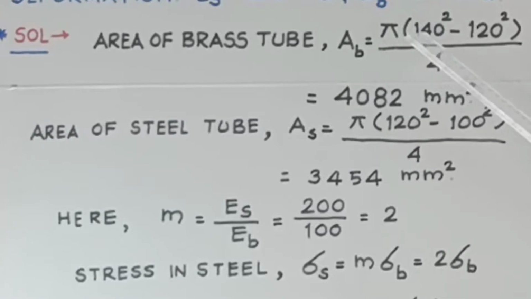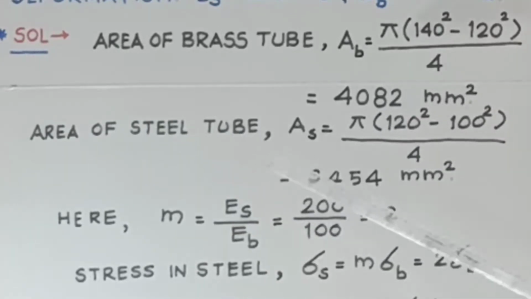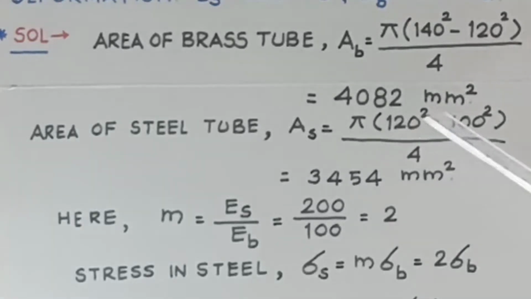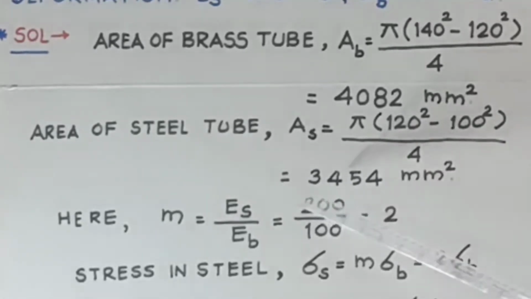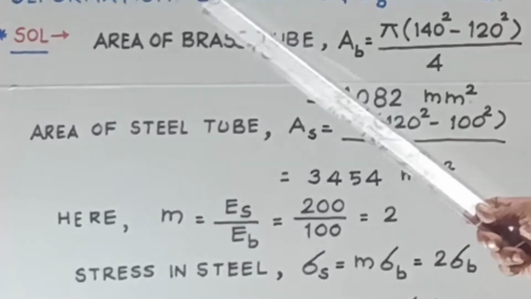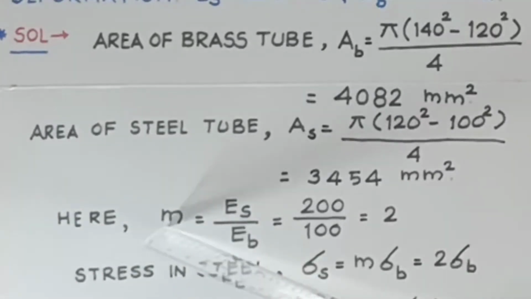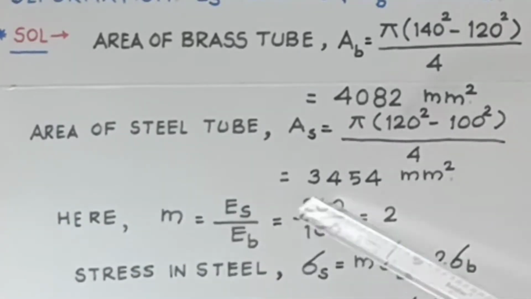AB is equal to pi into capital D square minus small d square upon 4, which comes out to be 4082 mm square. Area of steel tube AS is pi into capital D square minus small d square by 4, which comes out to be 3454 mm square. In this case, material number 1 will be steel and material number 2 will be brass. Therefore, modular ratio M is equal to ES upon EB, that is 200 upon 100, that is 2.